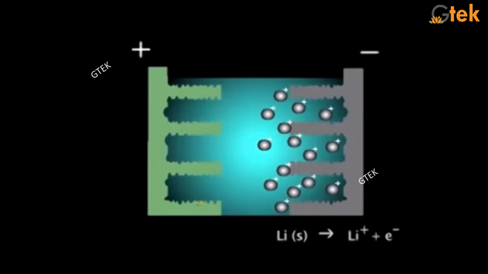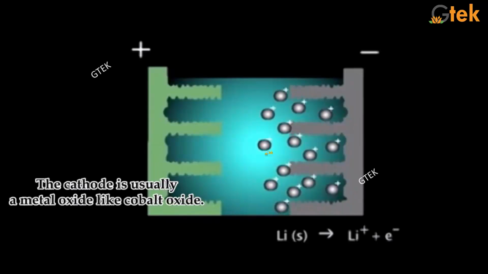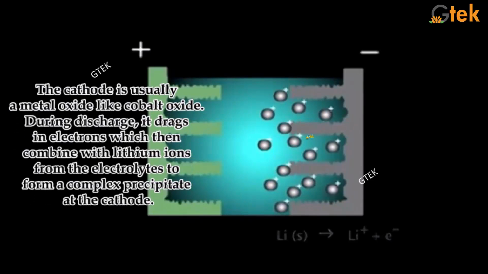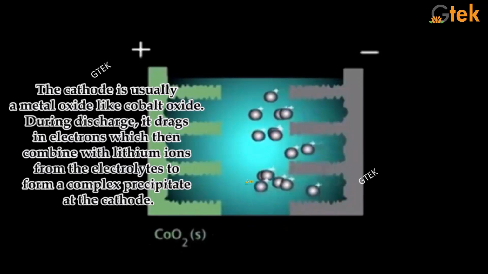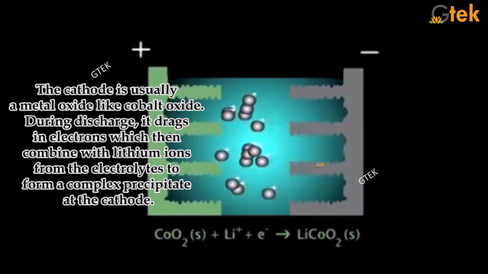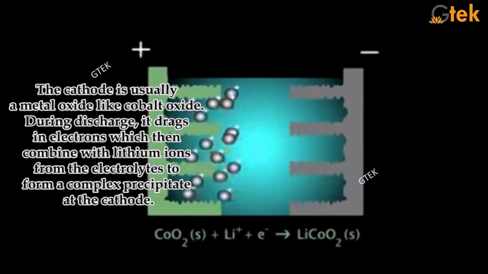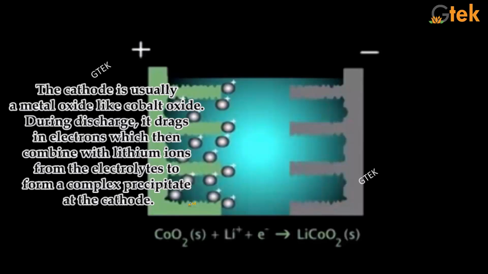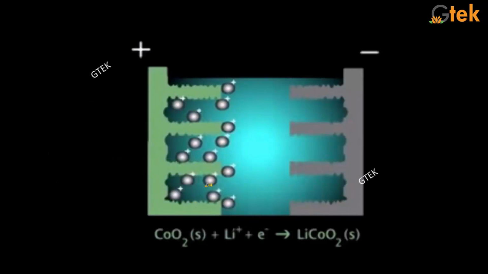So the cathode is usually a metal oxide like cobalt oxide, CoO2. During discharge, it drags in electrons, which then combine with lithium ions from the electrolyte to form a complex precipitate at the cathode. So this is the reaction.